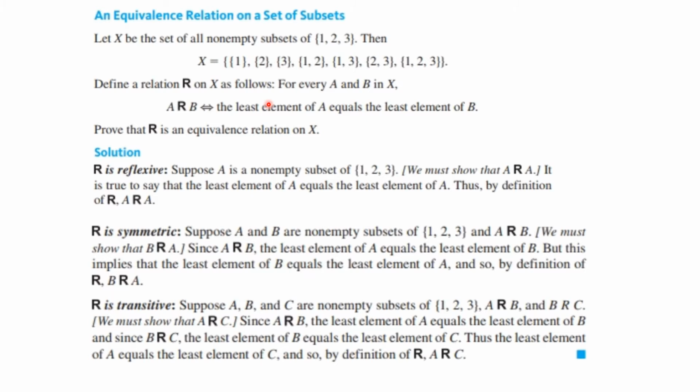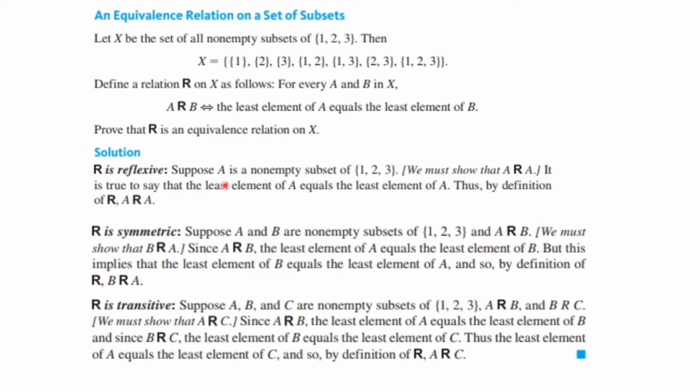So we define a relation R on the set X as follows. For every A, B in X, that is for every subset up here, A is related to B if and only if the least element of A equals the least element of B. So for example, this one is related to this one because the least element is 1 for both of those sets. Prove that this is an equivalence relation.